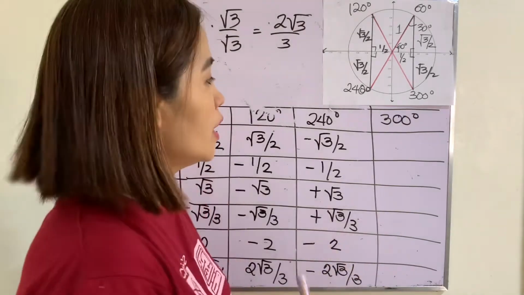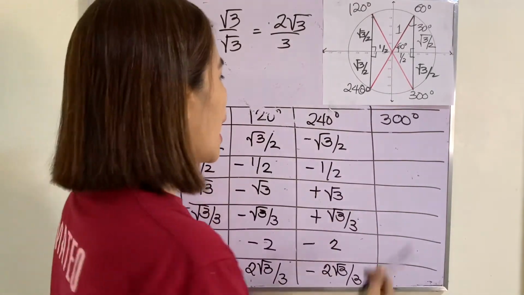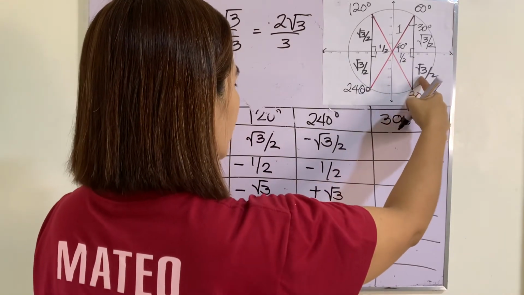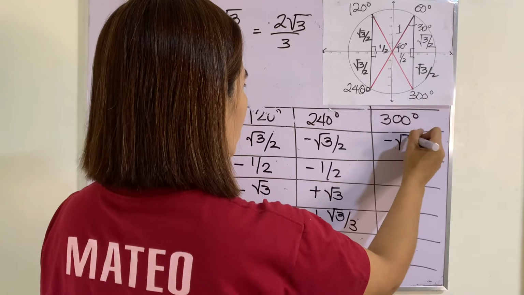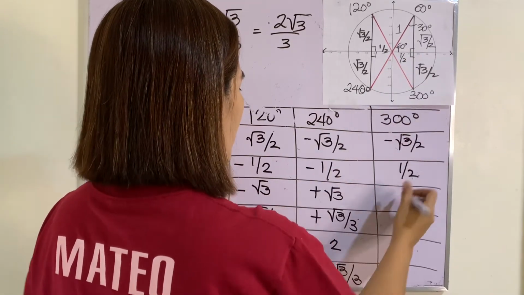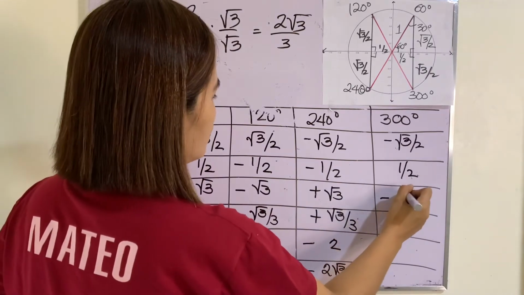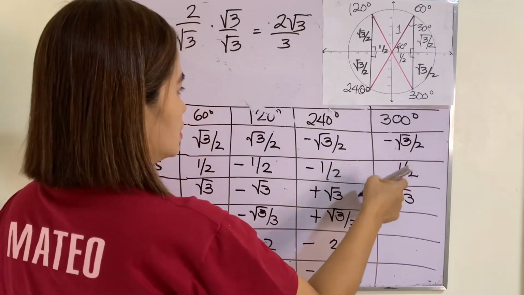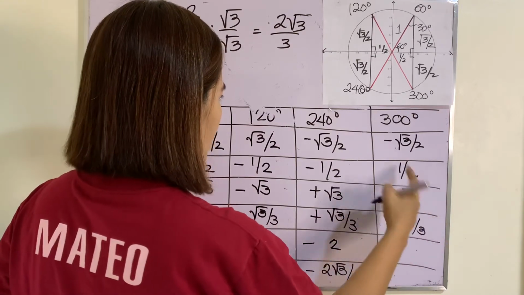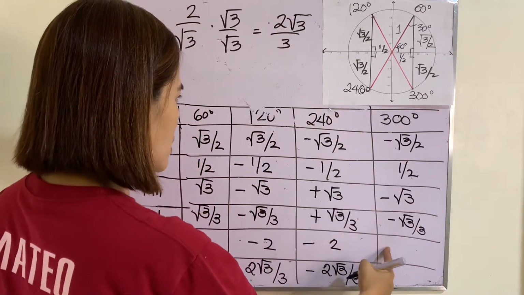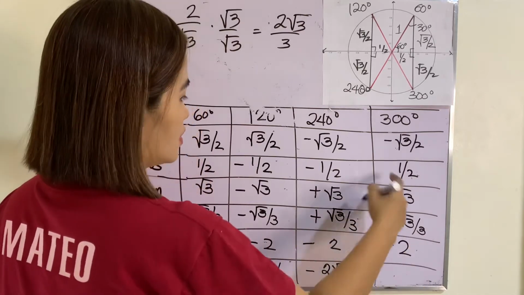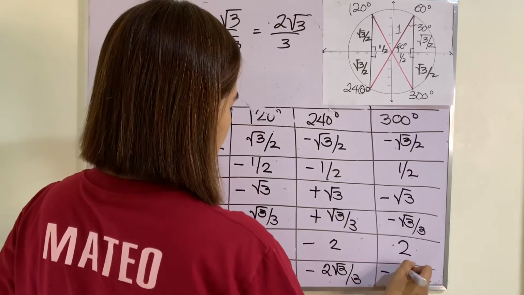For the 300 degree angle, we have, of course, our y is negative, so this is negative square root of 3 over 2. Our x is positive, that's 1/2. You divide, it's negative. And then this one is, of course, positive. And this one is negative.